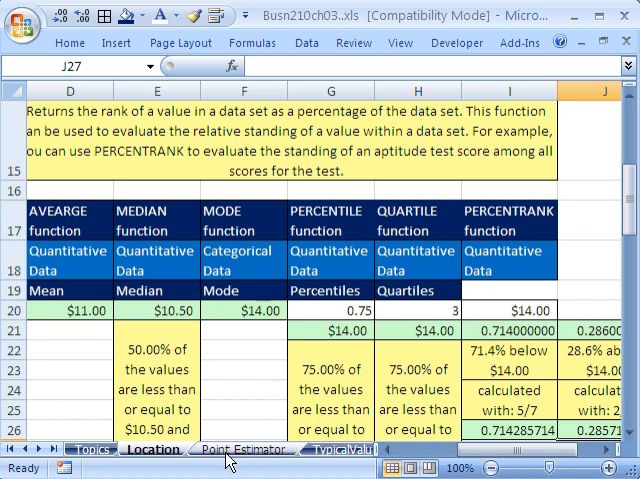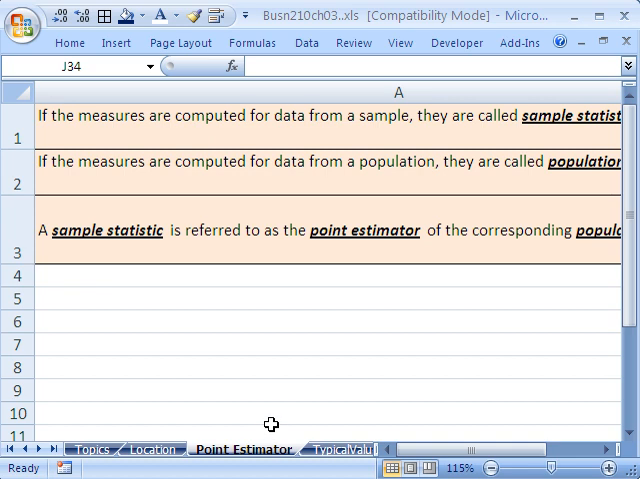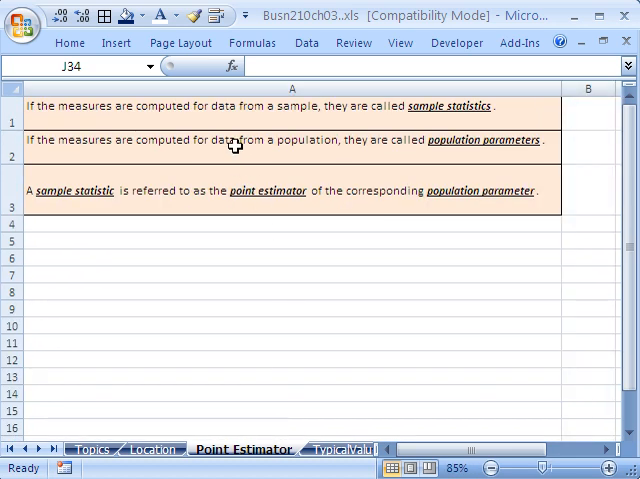All right, one last thing here, point estimator on this sheet. Very important to remember. In this class, most of the things we're going to be analyzing is sample data. If a measure is computed from data for a sample, they are called sample statistics. However, if the measure is computed from the population, they're called population parameters. Now, since most of the data we get is sample, because as we'll learn later, it's really hard to do population calculations for almost everything.